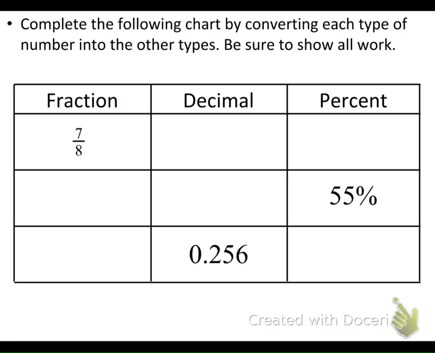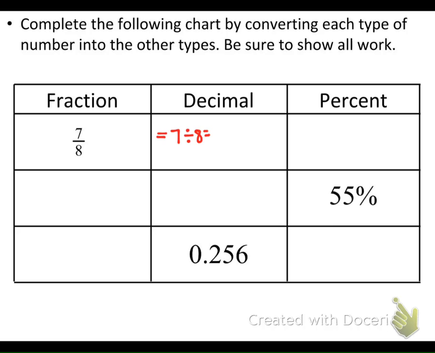Okay, so it says complete the following chart by converting each of the numbers into the other types. Be sure to show all work. Don't just give me an answer. You guys know at this point I like to see your work. So here I start with a what type of number? So I want to change this fraction to a decimal. So how do I change a fraction to a decimal? Divide what by what? So I'm going to take my numerator and divide it by my denominator and get what?